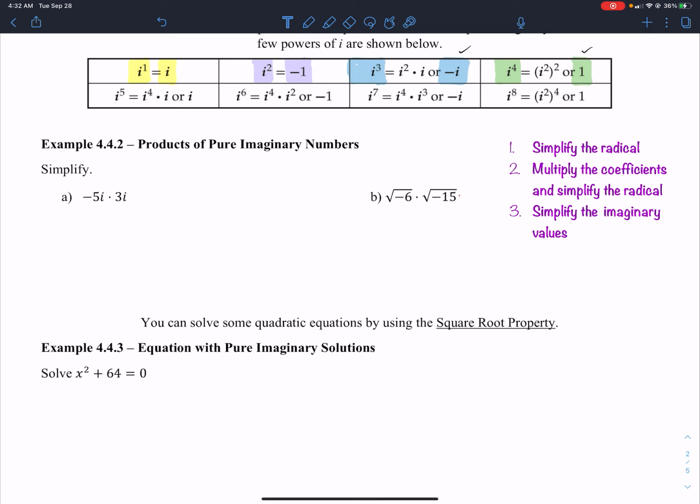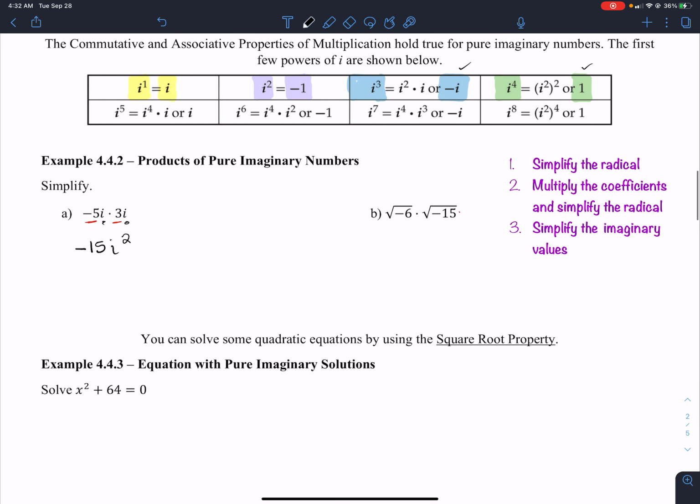So here, I'm going to take the coefficients and I'm going to multiply them. So -5 times 3, that gives me -15. i times i gives me i squared. Okay. Looking up here on our table in the purple, anytime I have i squared, I can replace it with -1. So I'm going to have -15 times -1, which gives me +15.